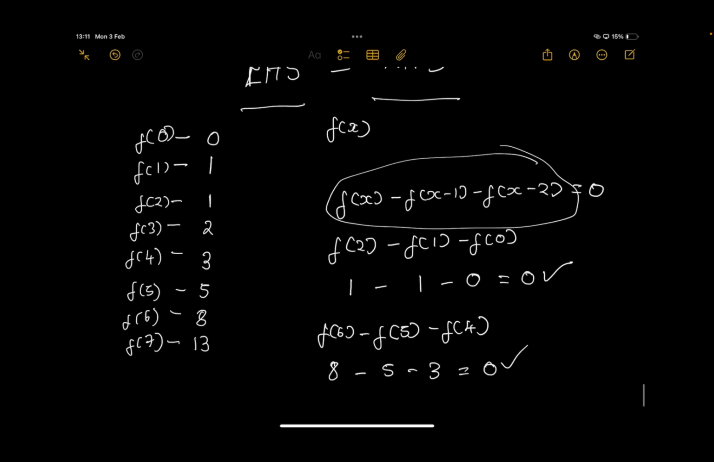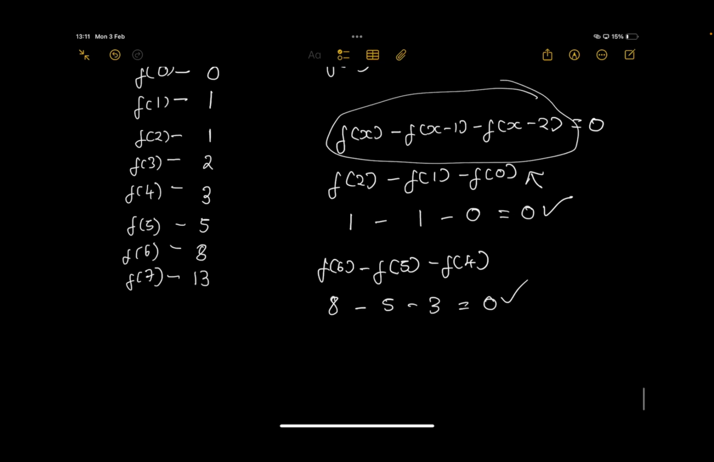I'll answer the question. You know this constraint requires that you have two things above you. So it won't work for f of 1 and f of 0 because you don't have two things above them, right? So you have another check for 0 and 1.